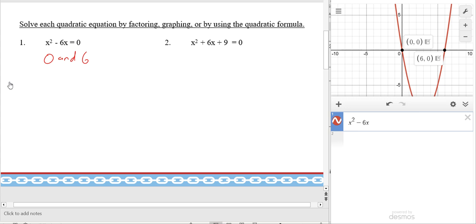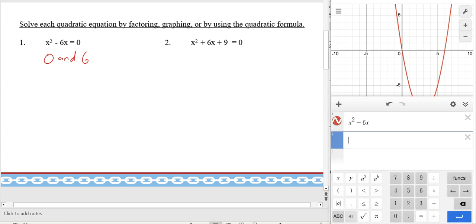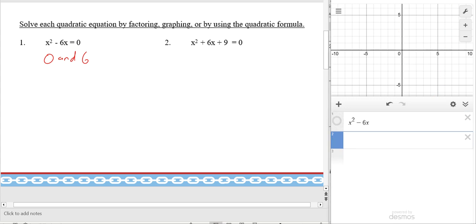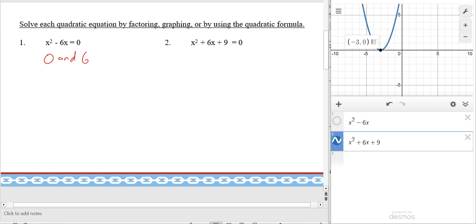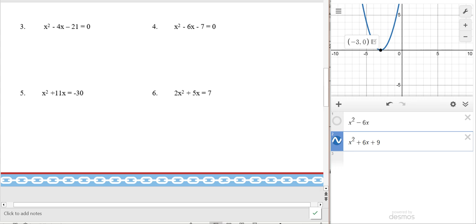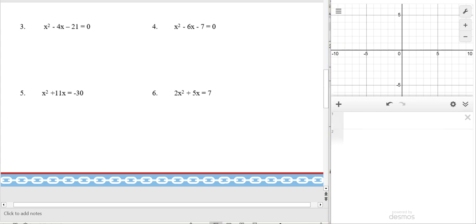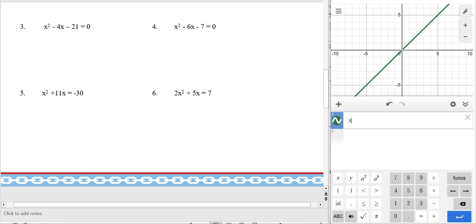For problem 2, I am going to, again, click that one off, type into Desmos x squared plus 6x plus 9. And here I see just the one solution of negative 3. Right, so that's the first two. Okay. And then I will continue to just work those out the same way.